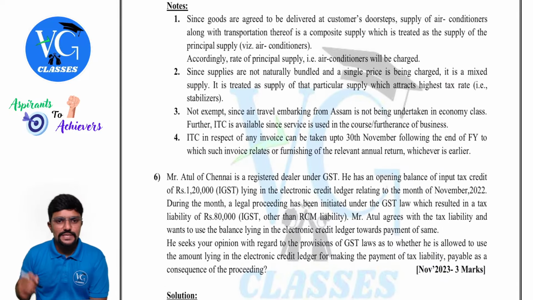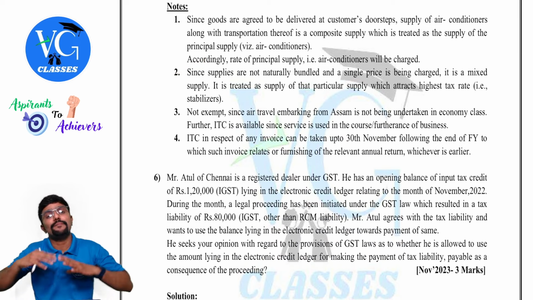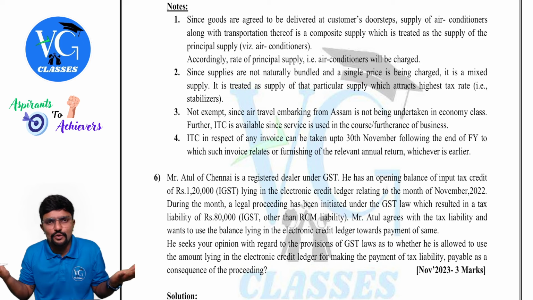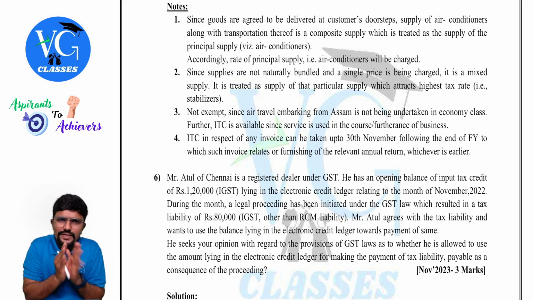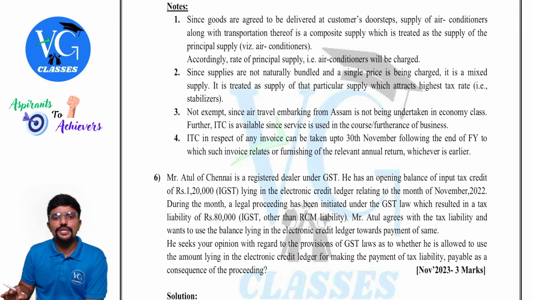Second note. Since supplies are not naturally bundled and a single price is charged, guys, here a single price of 20,000 is charged. Breakup is not given. They have mentioned that if sold separately, at what value it would be sold, but it is not sold separately. The 10 combo is together for a single price of 20,000. So they are not naturally bundled and a single price is being charged. It is a mixed supply, treated as a supply of that particular supply which attracts the highest tax rate.